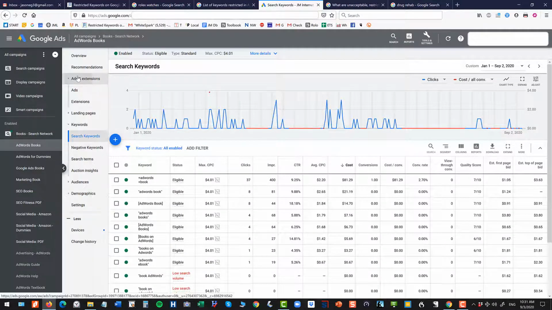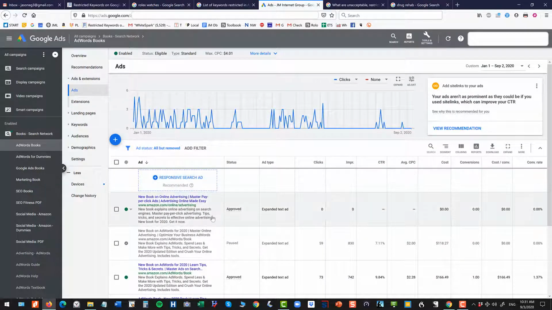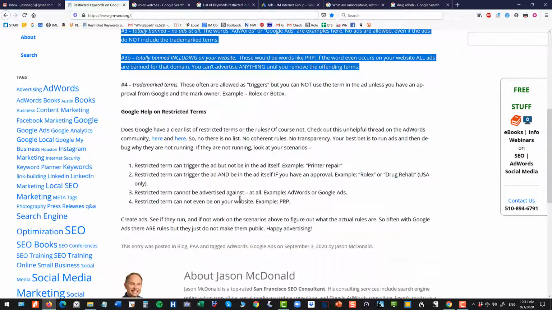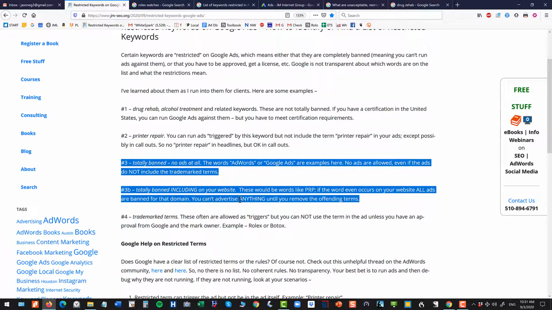Now, this is where it's so confusing, right? Because you can see ads. The ads will show that they're approved, but they're not really approved because the term AdWords is banned at the level of banned both as a trigger and any related ads to it. So check out my little list. It's a kind of quick and dirty list of what does this mean, a restricted term on Google Ads.